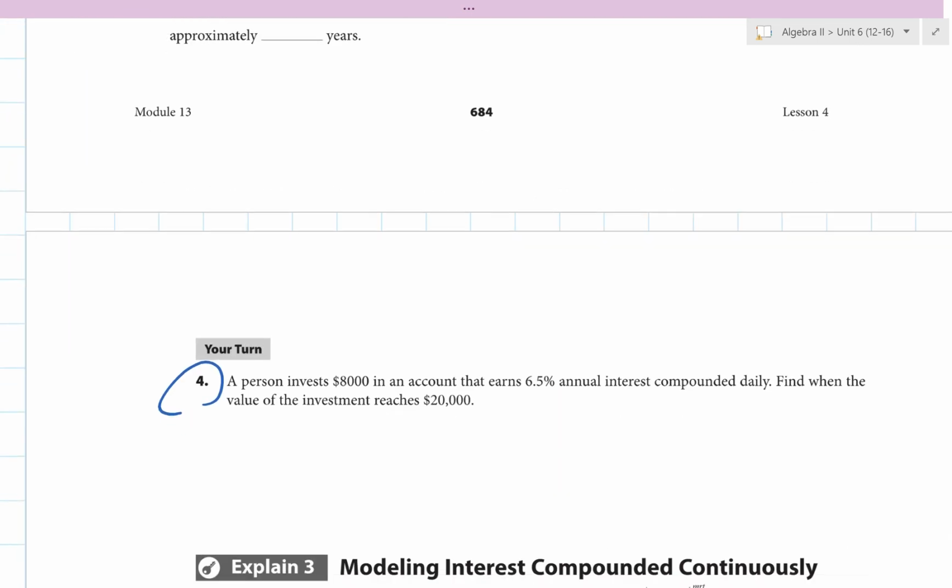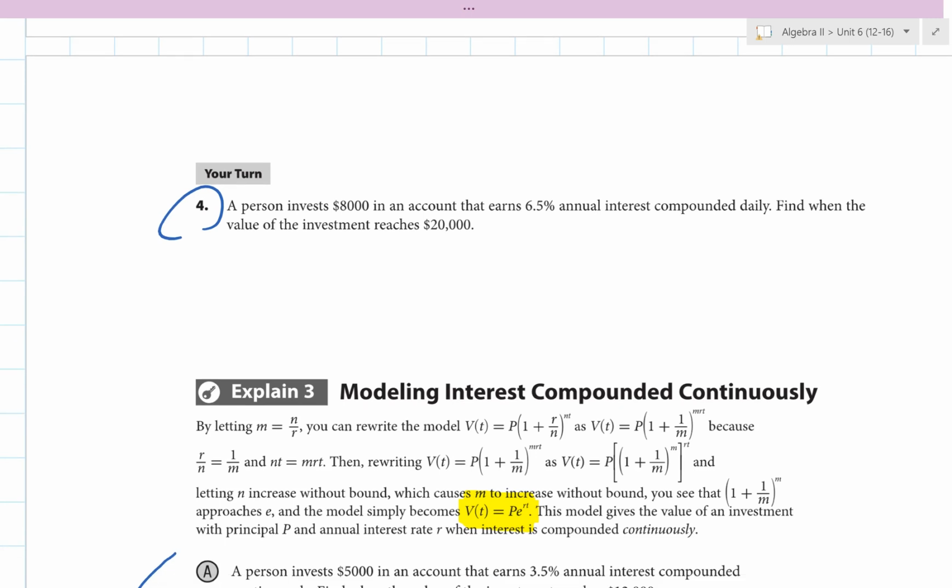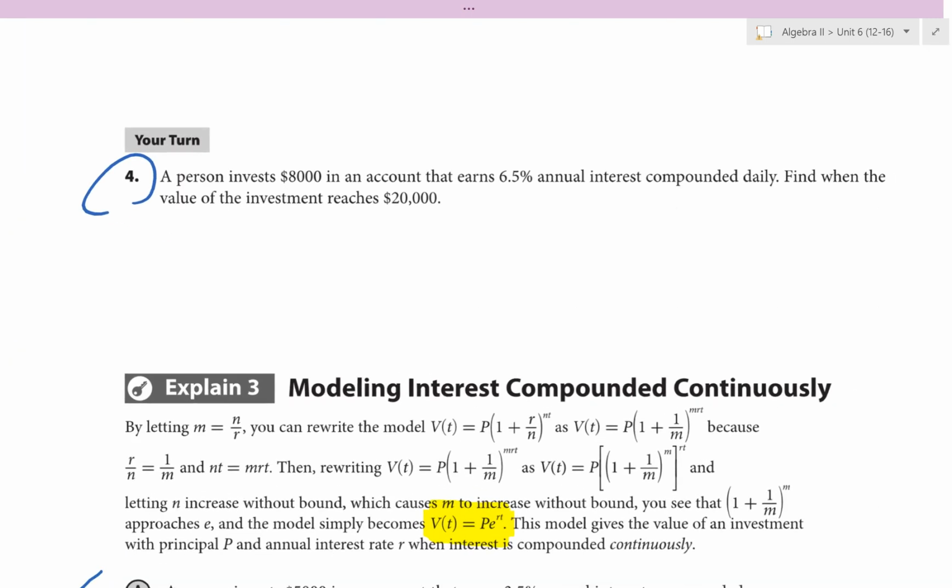Okay, so go to page 685, please, and try problem number 4. For this one, we're compounding daily, so what's n going to be? 365. Okay, go ahead and try that one.